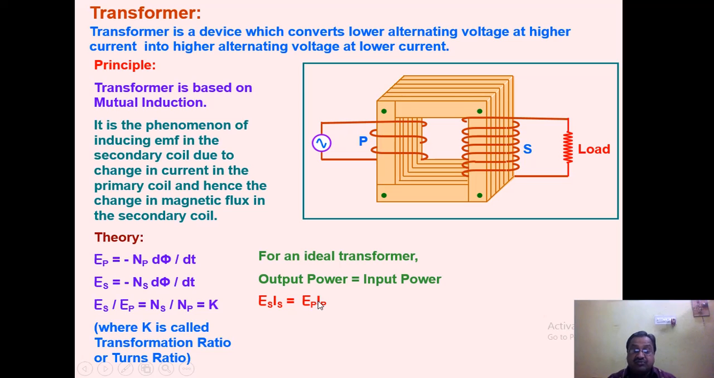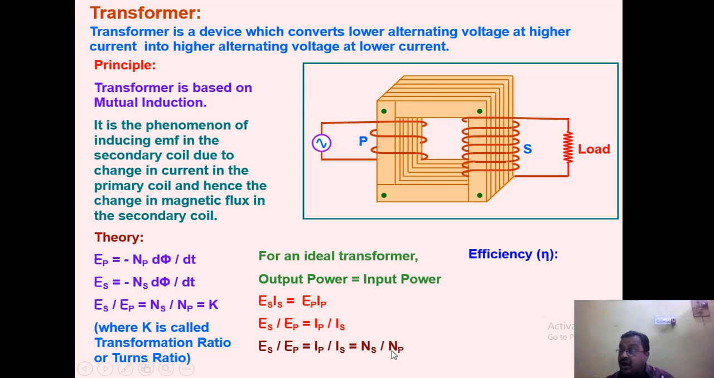Under ideal conditions, for an ideal transformer, these two will be equal, and from this we get ES by EP equal to IP by IS. You mark, ES by EP will be equal to IP by IS. Earlier we obtained ES by EP equal to K, so IP by IS will also be equal to K. So the transformer ratio can be defined in terms of EMF, or number of turns, or the current through the primary and the secondary. So the equation is ES by EP equal to IP by IS equal to NS by NP, that is equal to K.